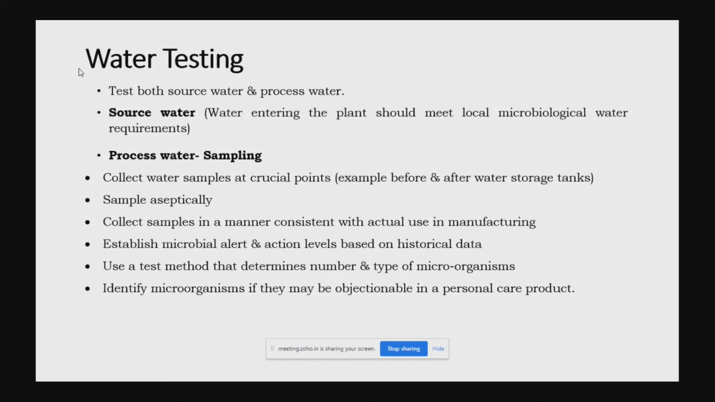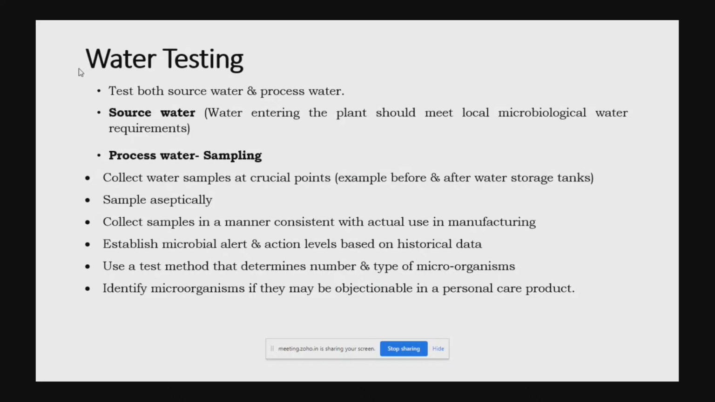In water testing, multiple types of water are utilized: source water, purified water and water for injections. We need to monitor the source water. Source water may be borewell water, river water or pond water. After that, it passes through a multi-stage system like a softener, then different size membranes, RO, EDI, and in that way we produce the purified water.